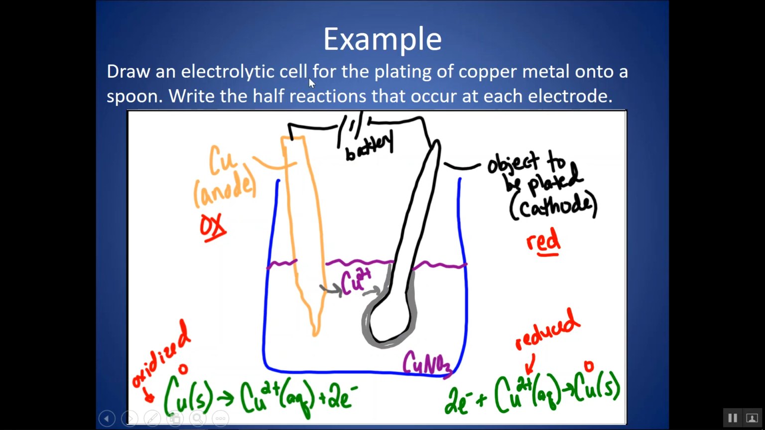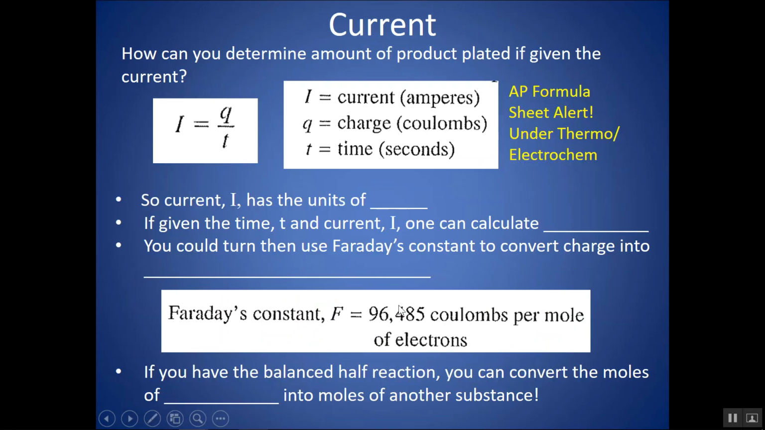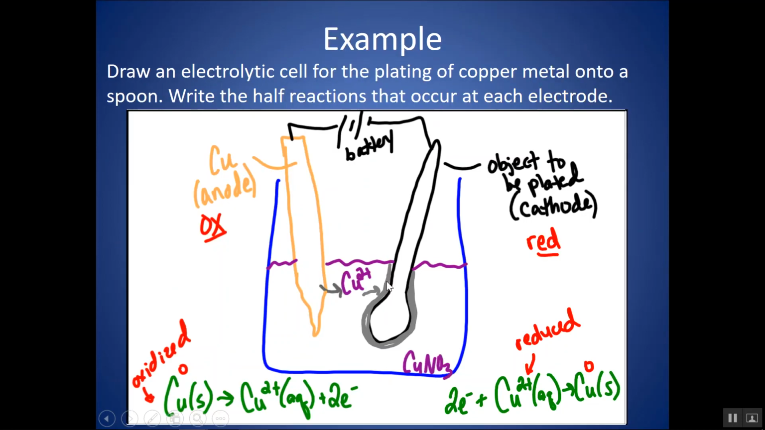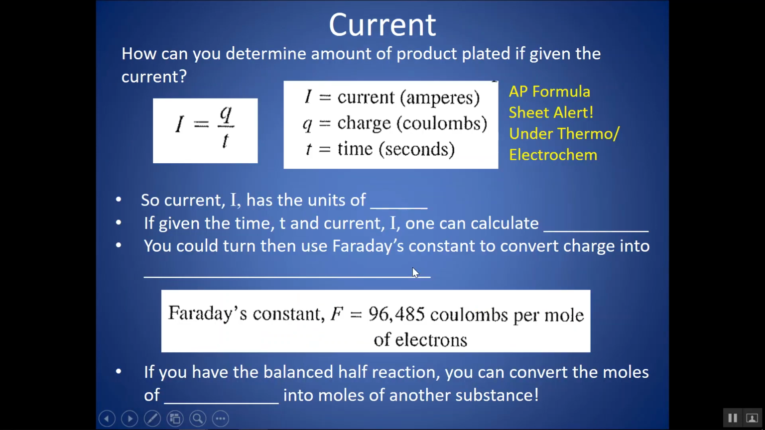And again, electrons would be going through the wire from anode to cathode. Over time, this cathode would gain mass because copper is being plated onto it. So you can actually determine what mass of, in this case copper, but in any metal, is going to end up being plated onto your electrode. So how can you do that? This is on your AP Chem formula sheet.